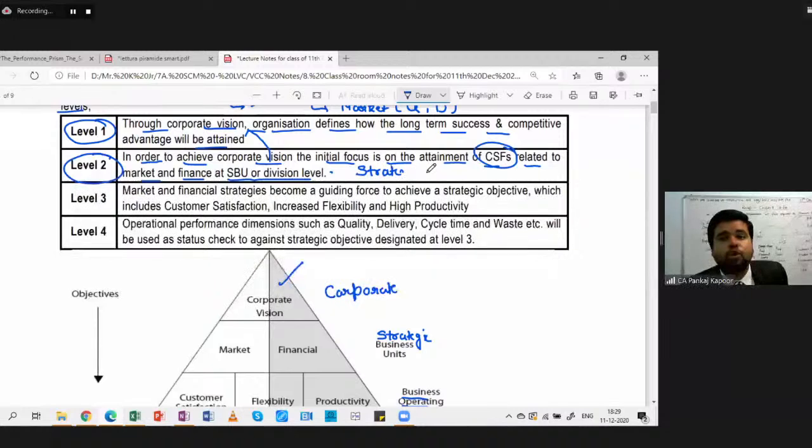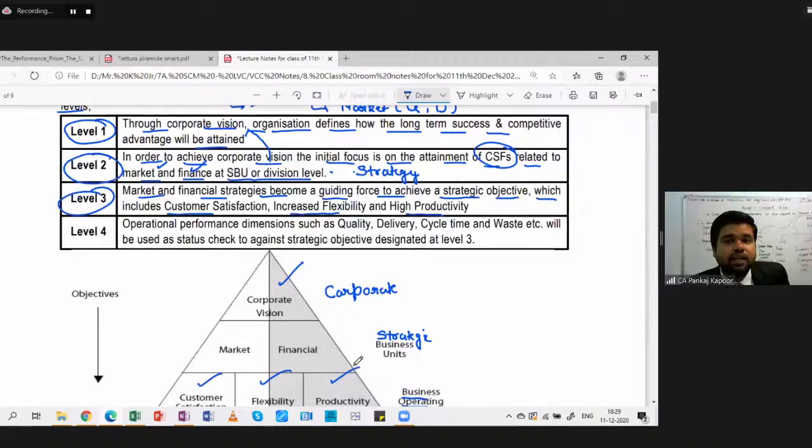But our strategy is only for the 2 domains. What are those 2 domains? Market and finance. And itself, it becomes the limitation of the model that it only focuses on the customer and the shareholder. It doesn't focus on the other stakeholders. Okay. Further, the level number 3, the market and financial strategies become the guiding force to achieve the strategic objective, which includes customer satisfaction, increased flexibility, and high productivity. That we already explained. There are 3 things: customer satisfaction, flexibility, and productivity.